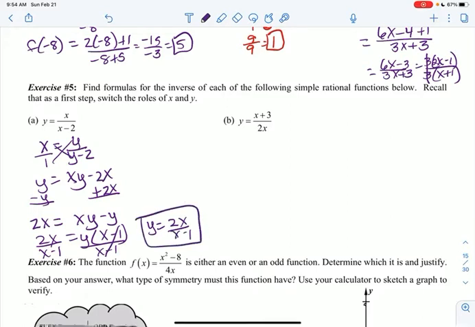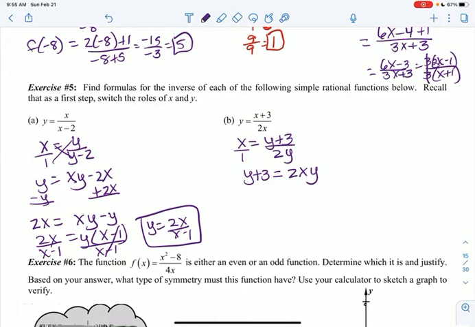All right, let's try b. So I'll go a little bit slower. So x equals y plus 3 over 2y. Switch the x and the y. Cross multiply. 1 times y plus 3 is y plus 3. That's on the left, and x times 2y is 2xy.